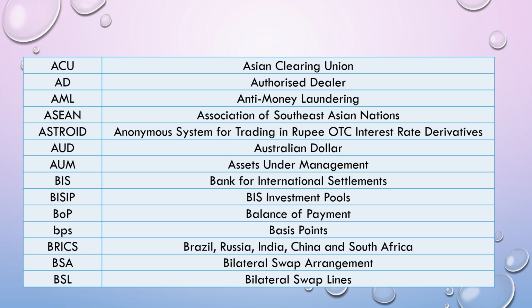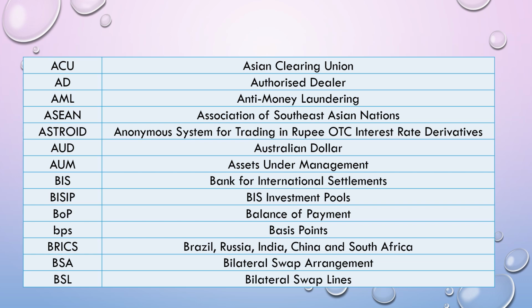AUD, Australian Dollar. AUM, Assets Under Management. Assets under management means total market value of the investments managed by a person or entity on behalf of investors. It is usually said in relation to mutual funds.